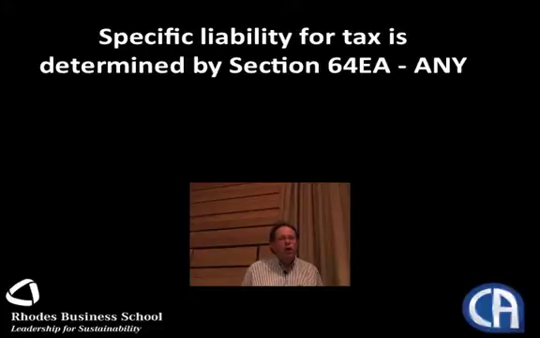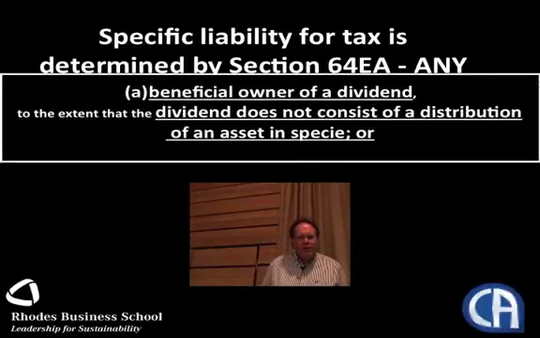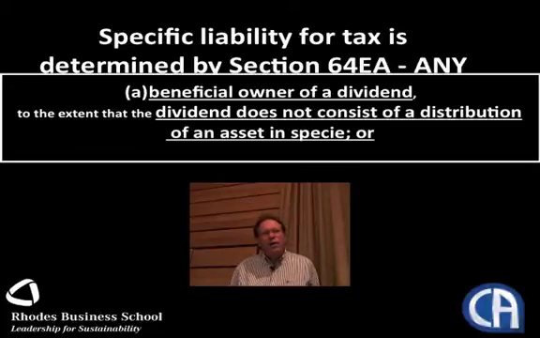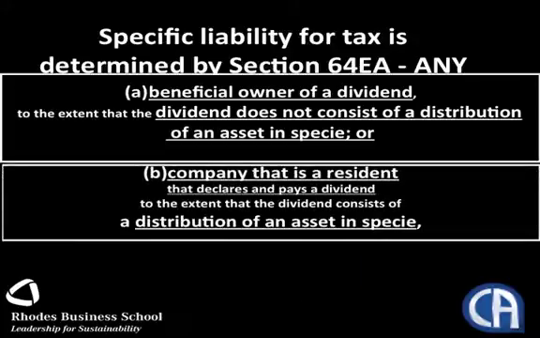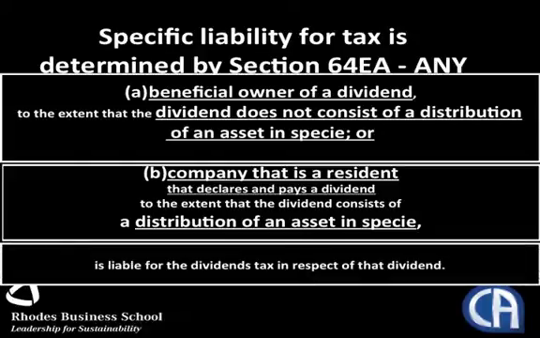So, at this stage, that's how we have a dividend. But now the question is, who's going to pay the tax? And this is where section 64EA is of critical importance. Because watch what it does. It says, the beneficial owner of a dividend pays the dividend tax. However, this rule does not apply if we have a distribution of an asset in specie. Then immediately in B, where the company is resident and it pays a distribution of an asset in specie, the company will pay the tax, not the shareholder. Okay? Now that's an absolutely critical distinction between a routine cash dividend and the distribution of an asset in specie. And one must always be aware of that.